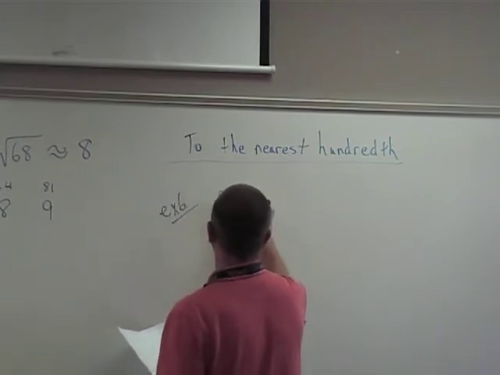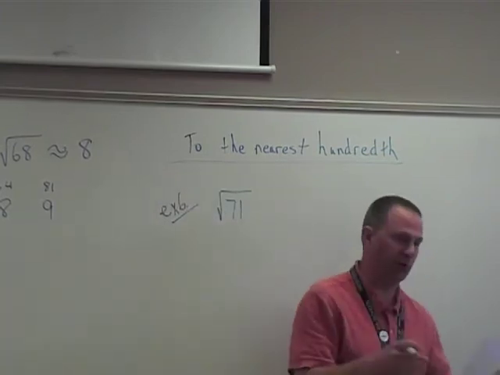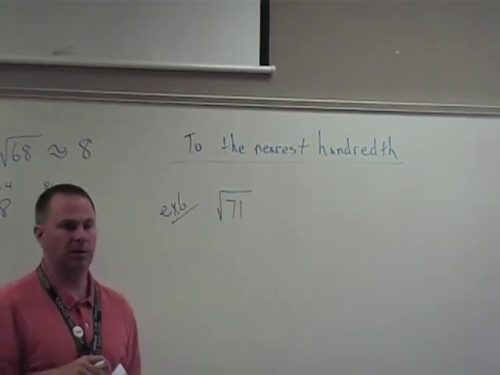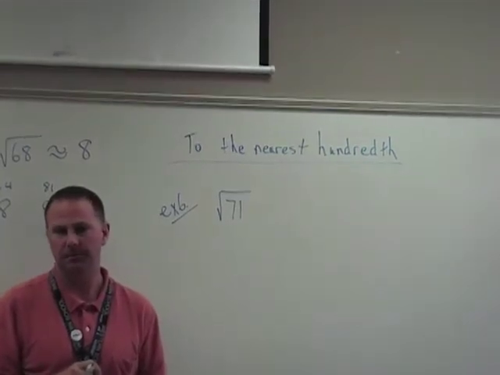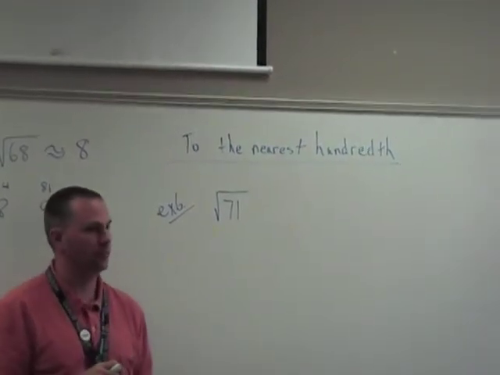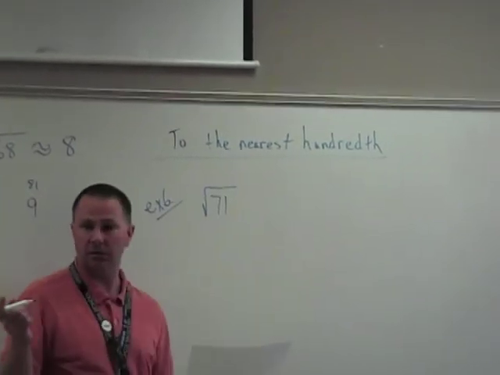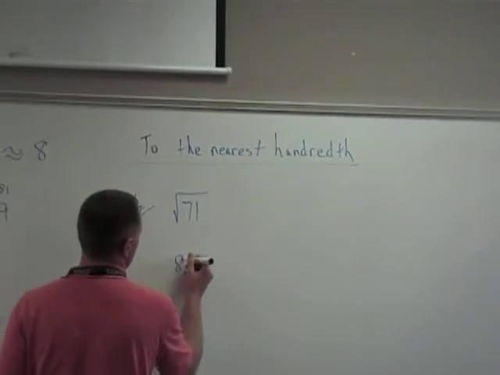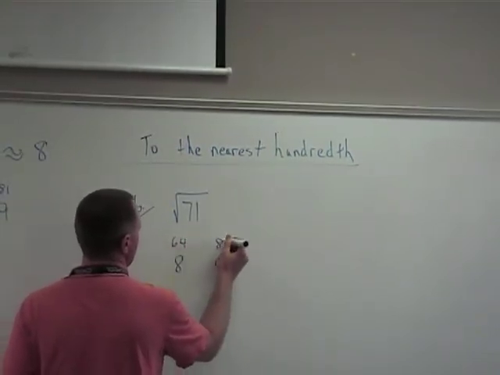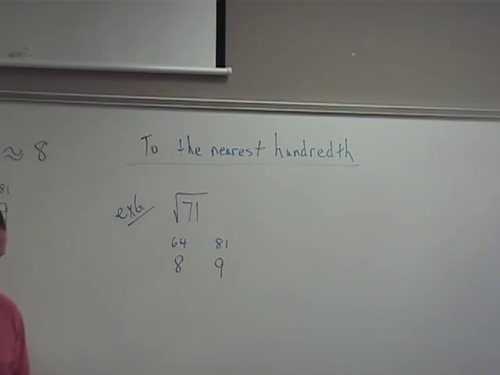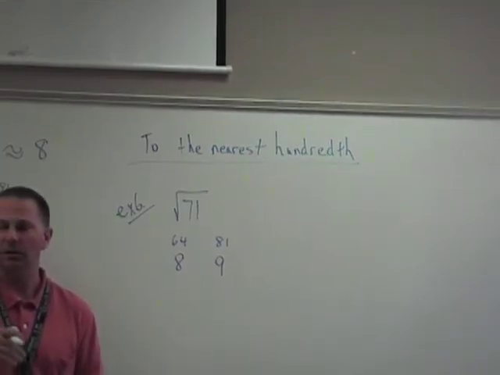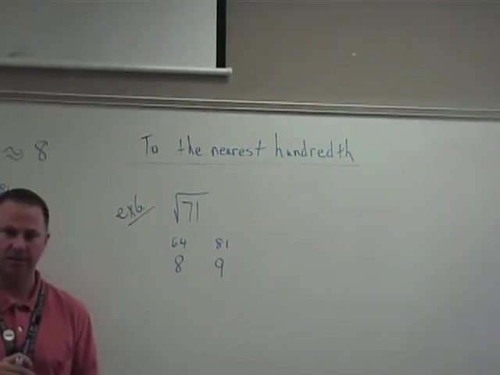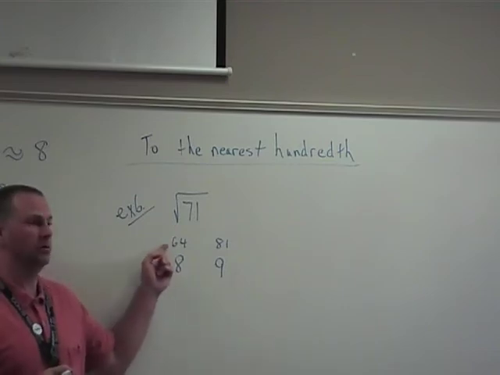The square root of 71. Now, first of all, to the nearest whole number, what is the answer? 8, 9. No. What two numbers does it fall between? 8 and 9. 8 squared is 64, 9 squared is 81. And it's important to know that because in order to get this to the nearest 100th, you have to have those two numbers. These two, 64 and 81.